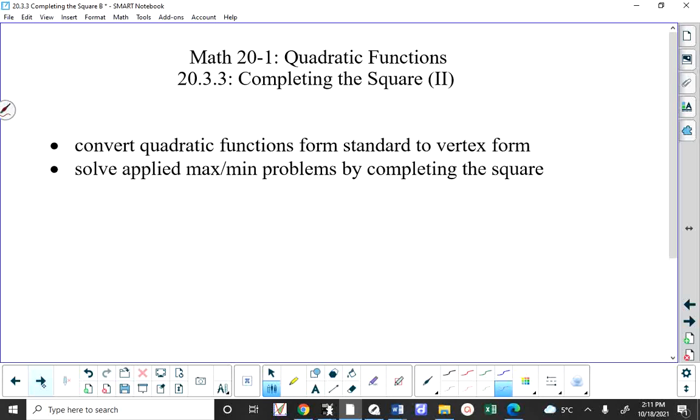where in order for you to find the coordinates of the vertex to answer the question, like what's the length of the pen that will maximize the area, you've got to complete the square and not just find it on your calculator. And that will be a relief to some of you because then you don't have to worry about window settings and zoom and all that. Okay.